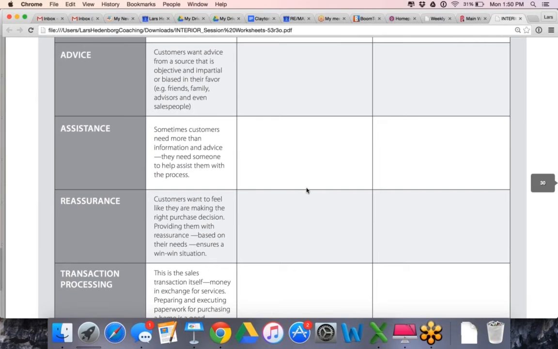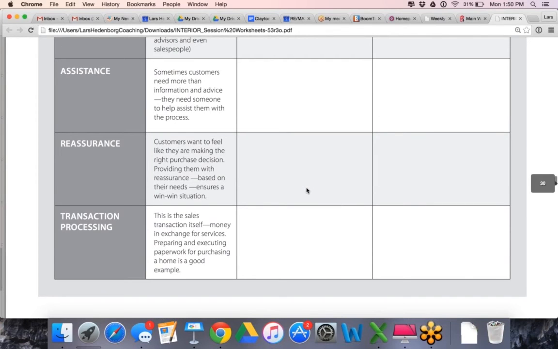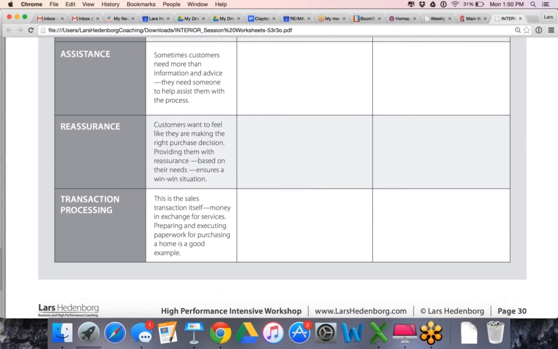Reassurance: customers want to feel like they're making the right purchase decision. Providing them with reassurance based on their needs ensures a win-win. Transaction processes: this is the sales transaction itself, money exchanged for services. So this is when they sign a loyalty agreement or a listing agreement, it's what gets you to closing. So they want the transaction itself to go really, really smoothly. Preparing and executing paperwork for purchasing a home is a good example.